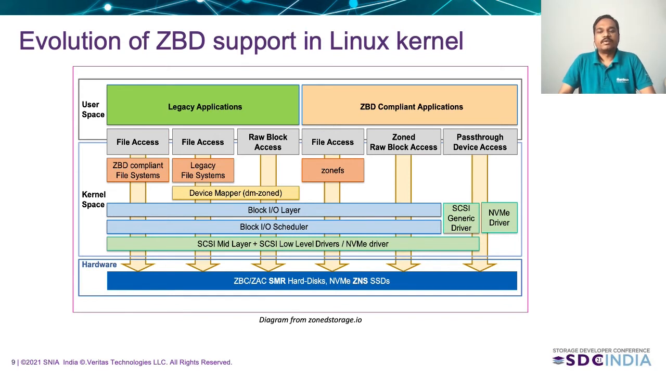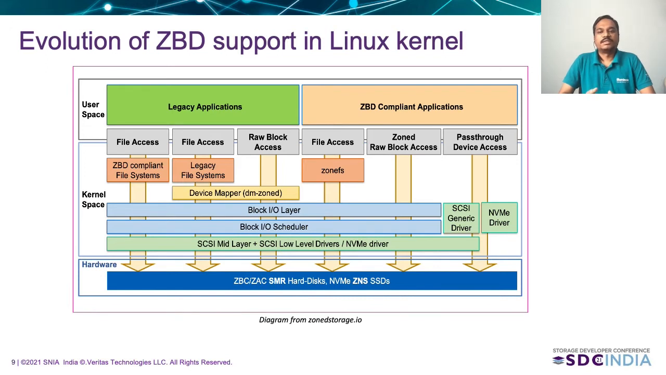Then we have the legacy file system to do the I/O, but it needs the device mapper DM zone in between the file system and the zone device. The DM zone exposes the zone block device as a normal block device. Then there is a raw block access layer through which we can directly access the device. But to run legacy applications, the DM zone should be used in between.